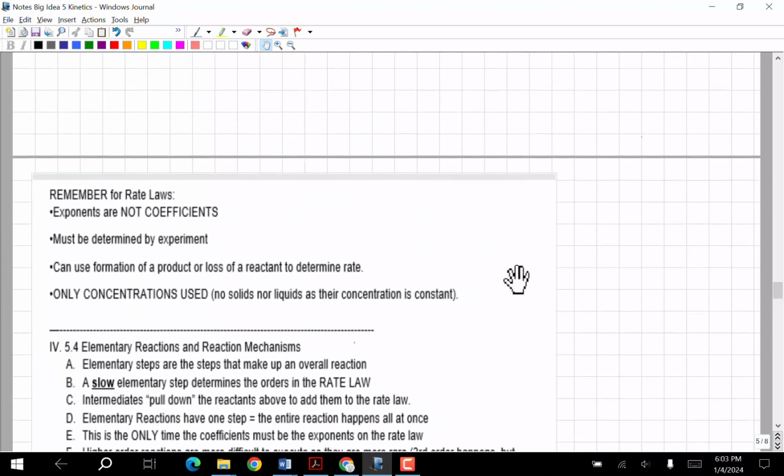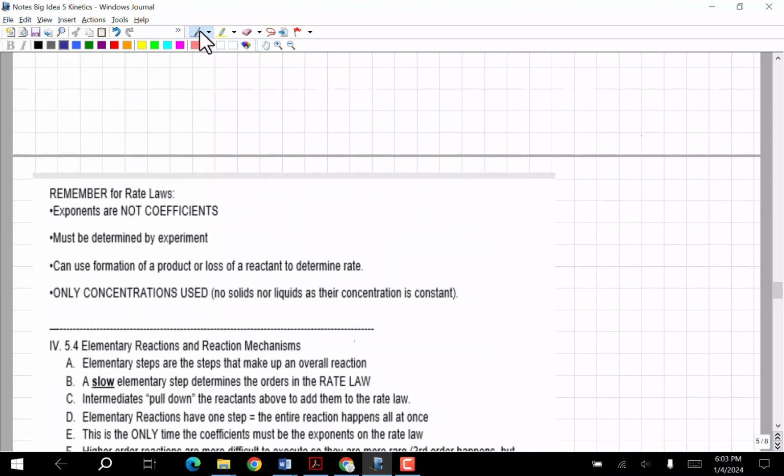So that's it. So, quick things to remember. For rate laws, exponents are not coefficients. They must be determined by experiment. You can use the formation of a product or loss of a reactant to determine rate. Only concentrations are used. And that, my friends, is it.